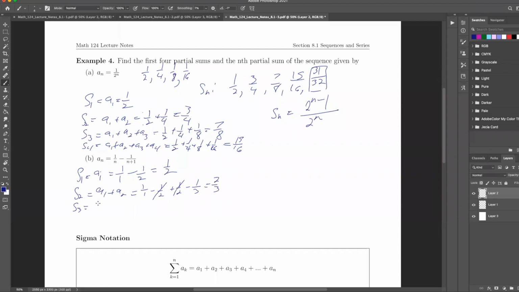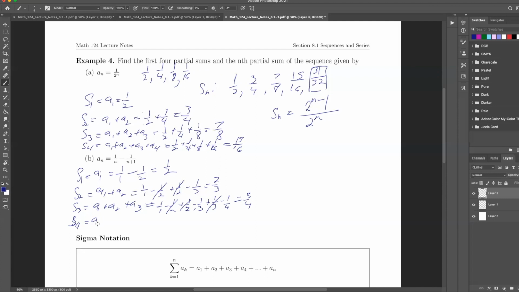Let's do S3. It'll be A1 plus A2 plus A3. So here I'll have 1 over 1 minus 1 over 2, which is A1, plus 1/2 minus 1/3, which is A2, plus 1/3 minus 1/4, which is A3. But notice this cancels and this cancels, and so I'm just left with 1 over 1 minus 1 over 4. And so here I got 3/4.